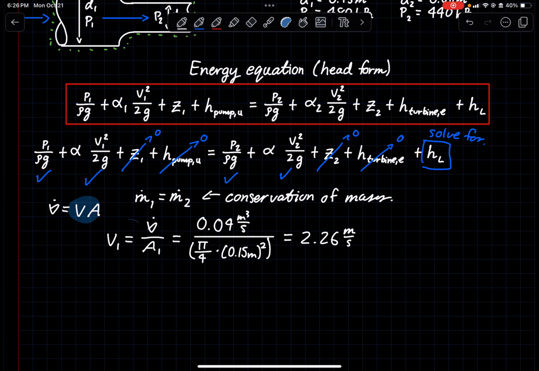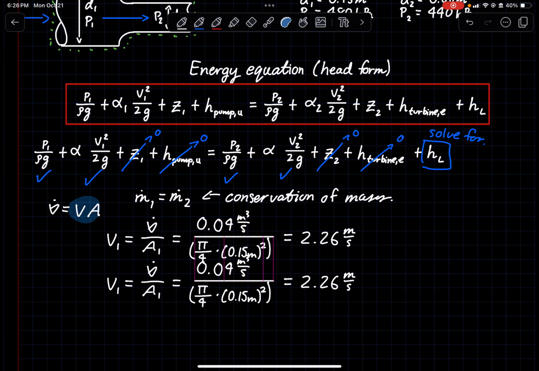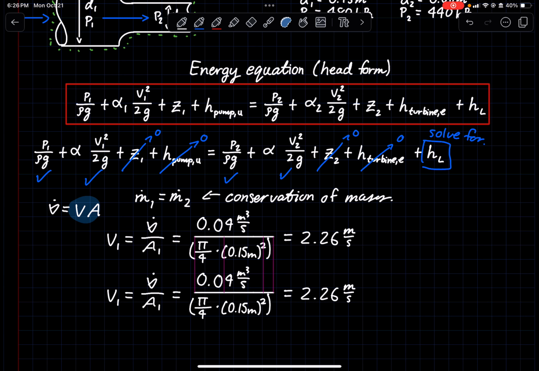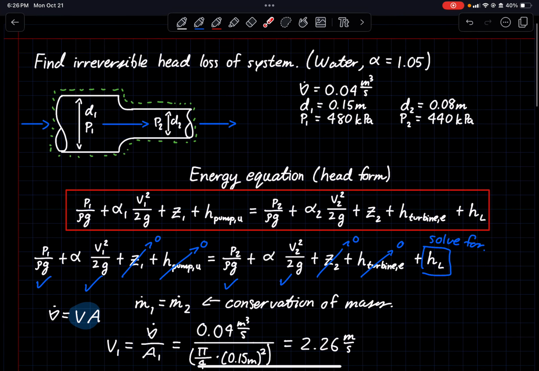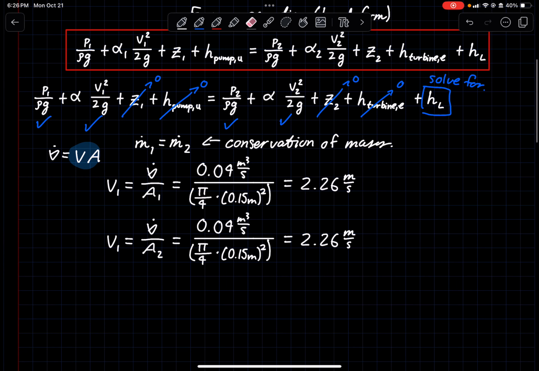V2 will be a really similar story, because remember, conservation of mass and incompressible flow, so we're allowed to use the same volumetric flow rate. All we have to do is change our diameter. Focusing on this part of the system, our diameter is right over here, 0.08 meters. So putting this back into the calculator, it is 7.96.